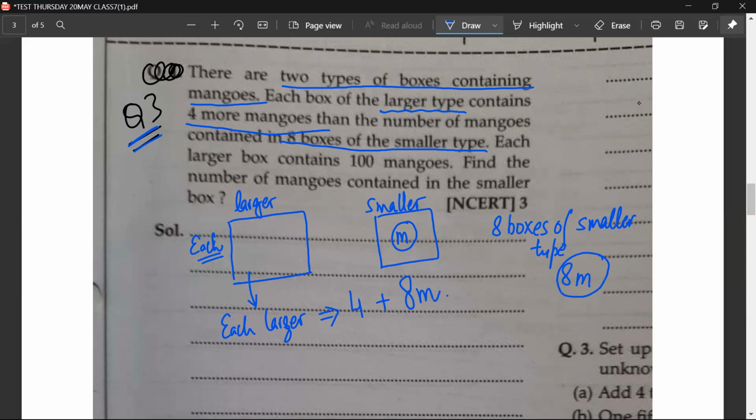See, let us try to understand this question again. There are two types of boxes containing mangoes. So this is the larger box, this is the smaller box. Each box of the larger type contains 4 more mangoes than the number of mangoes contained in 8 boxes of the smaller type. So I'm assuming that each smaller box contains m mangoes. Sarthak, any doubt?